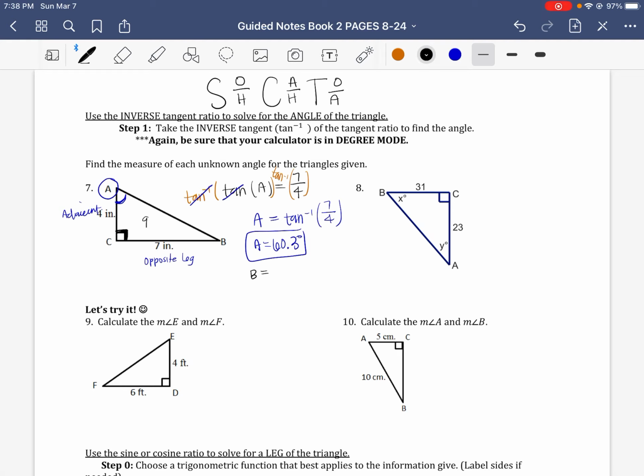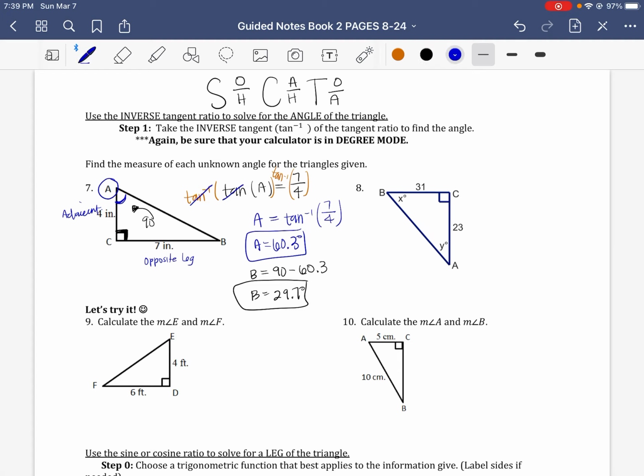You're going to take the leftover 90 degrees and you're going to subtract out whatever you get for A. So I would do like 90 minus the 60.3, and that would leave me with the value of B, which would be 29.7 degrees. Again, you can use the inverse tangent twice, or you can subtract it from 90. So let's do this again on number 8.